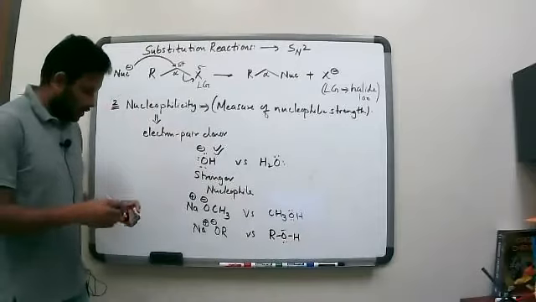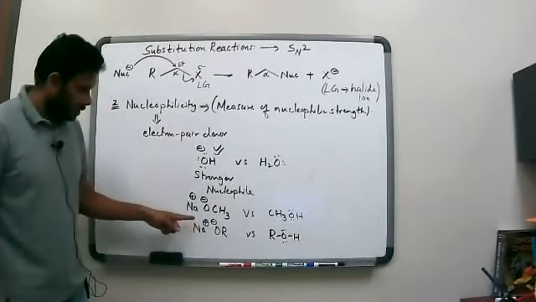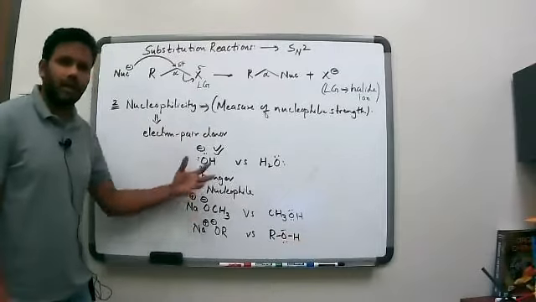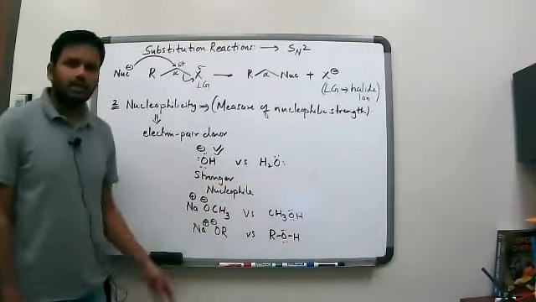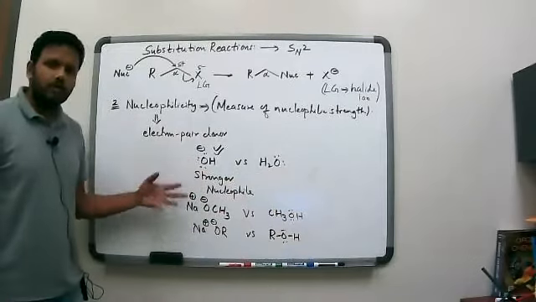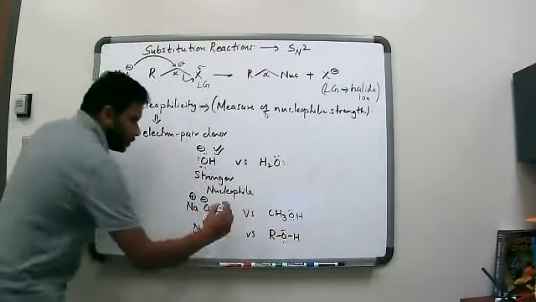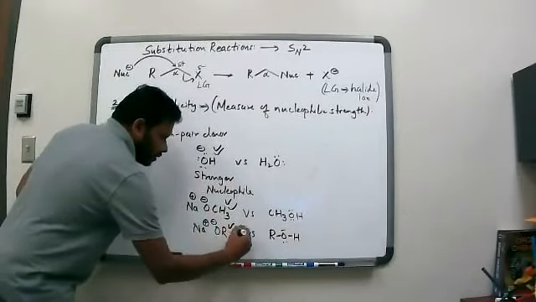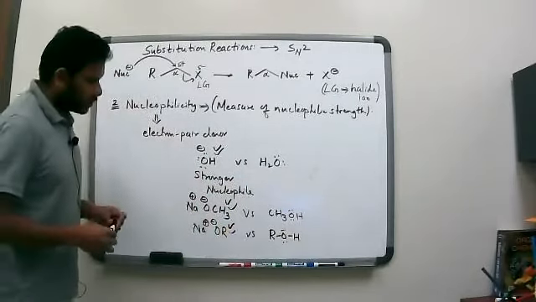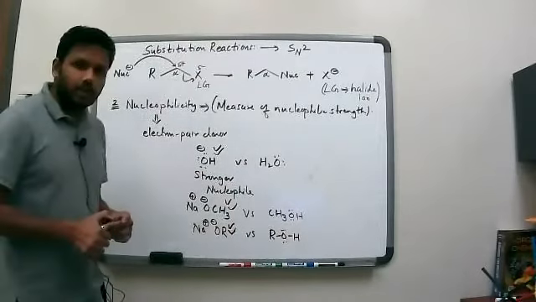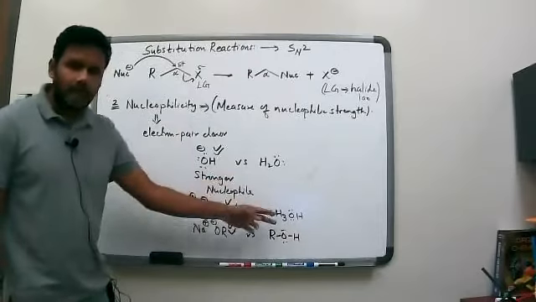And in all of these cases, because the conjugate base has a negative charge on it, it is a much stronger base compared to its conjugate acid. So most conjugate bases are stronger nucleophiles, sorry, compared to their acids.